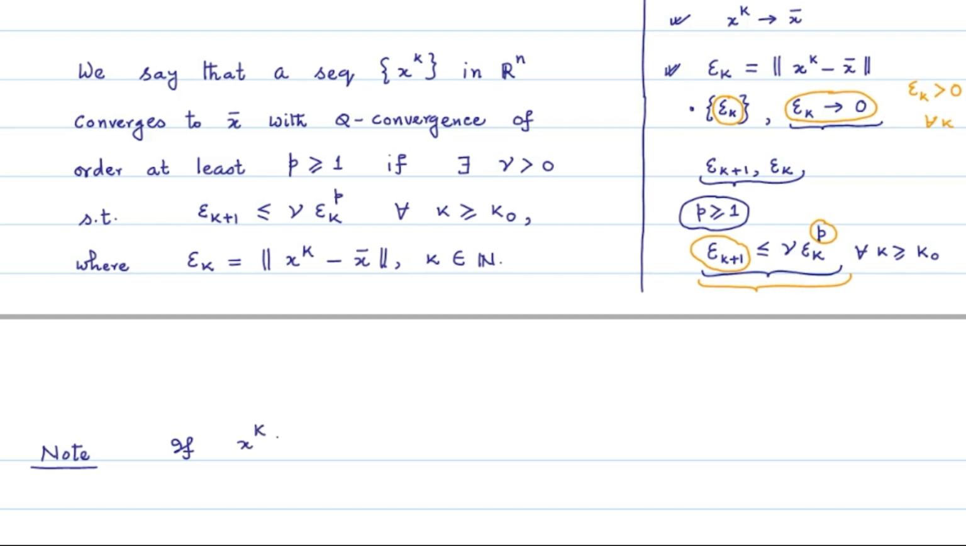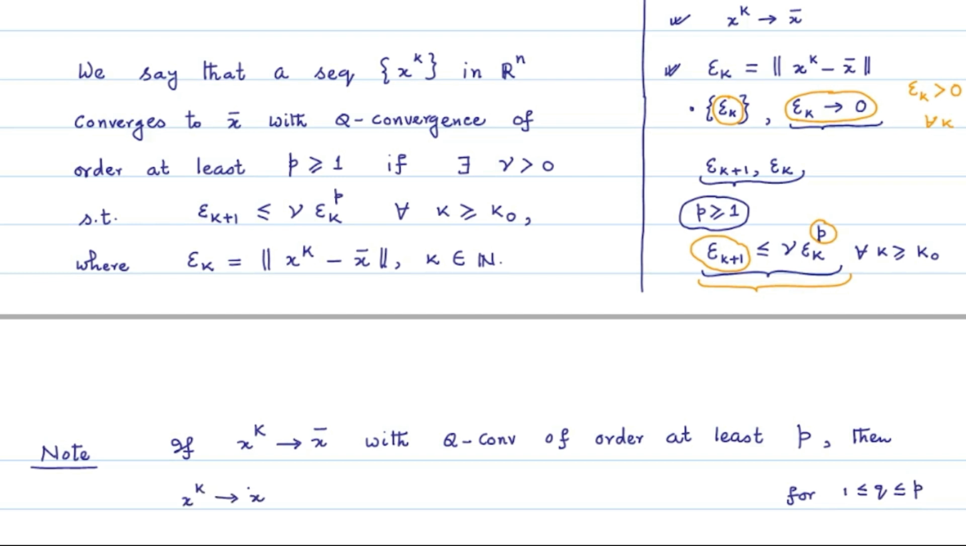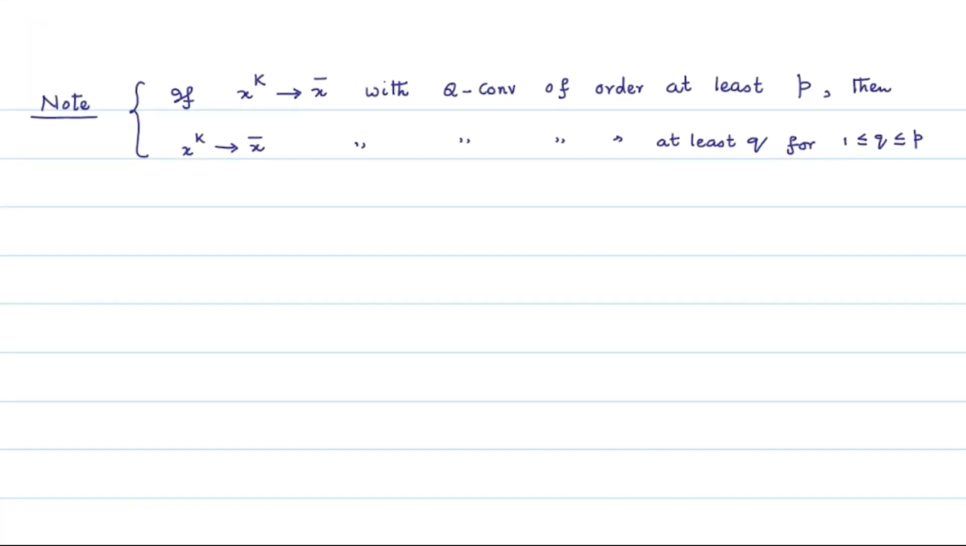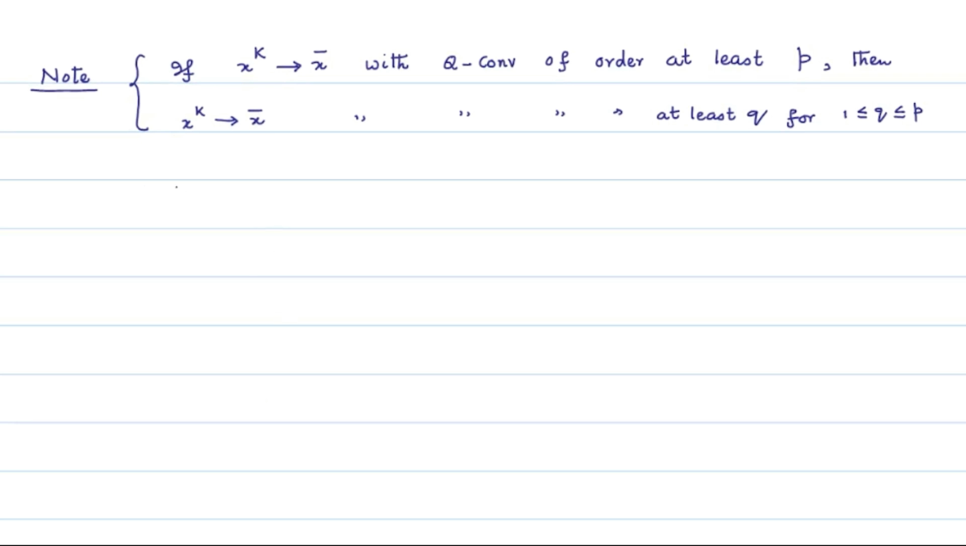Now from this definition of Q convergence of order at least p, we immediately note that if a sequence xk converges to x bar with Q convergence of order at least p, then for any q that lies between 1 and p, the sequence xk converges to x bar with Q convergence of order at least q. This fact is very simple to realize, because if xk converges to x bar with Q convergence of order at least p, then we have epsilon k plus 1 less than or equal to gamma times epsilon k to the power p.